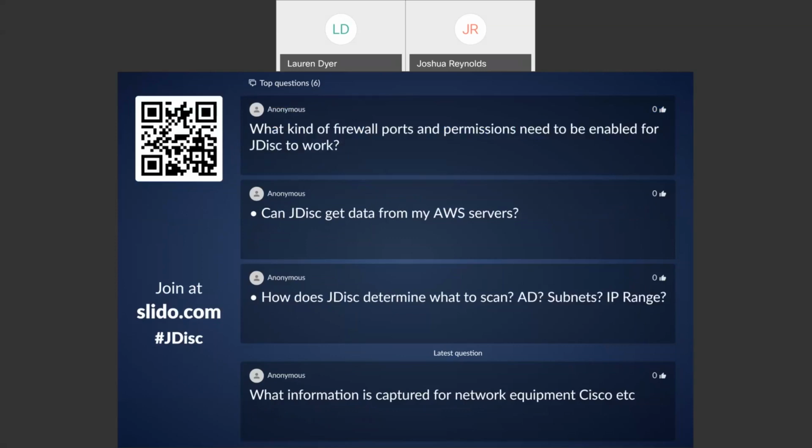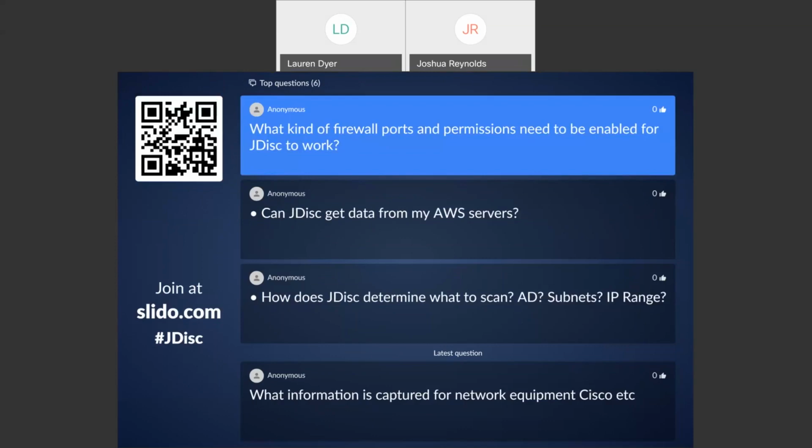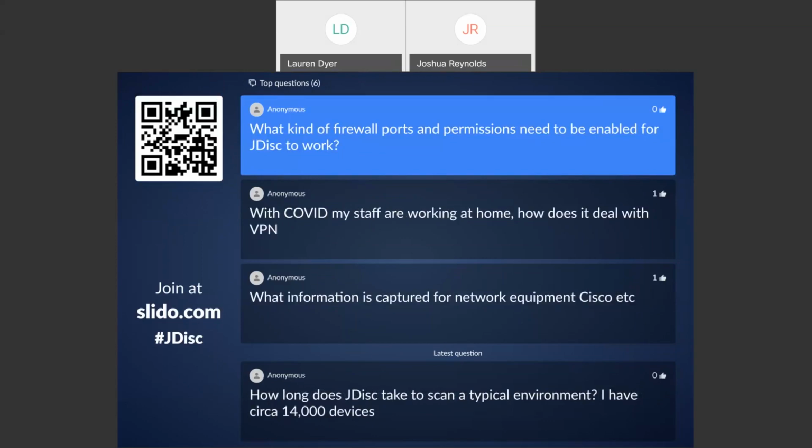What kind of firewall ports and permissions? That is an excellent question, and it's a bigger question than I can reasonably answer right here, because it really depends on, of the many, many features that it has, which ones you intend to use and what kind of data you're looking to get. In the high level sense, it is going to communicate over pretty typical ports, and most of the stuff does not require administrator privileges. Now, that's not true for everything, but it is true for the most part. Read-only permission is the standard.